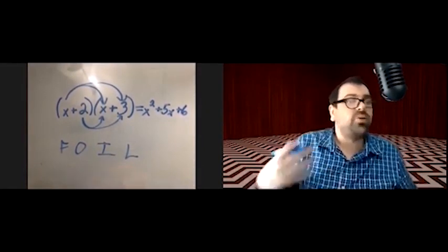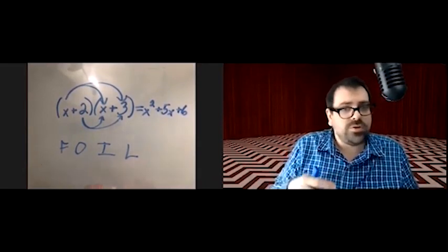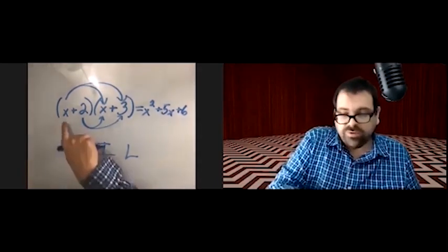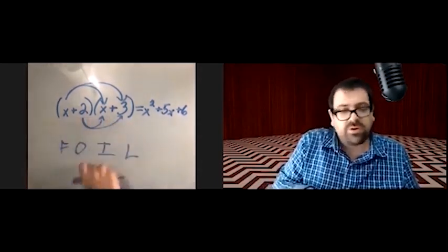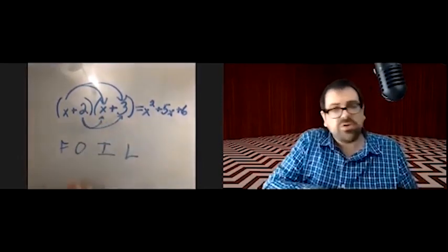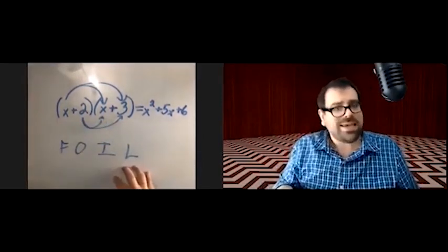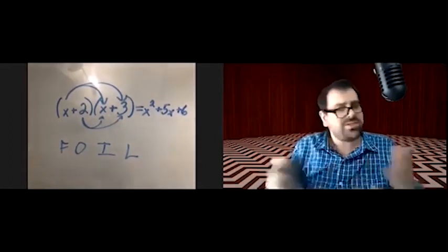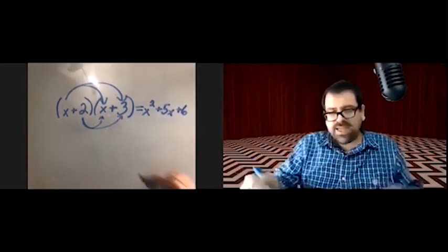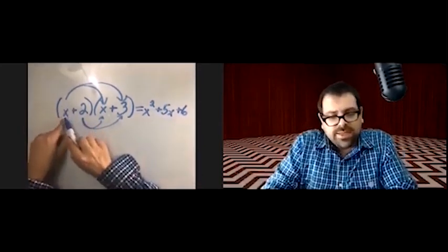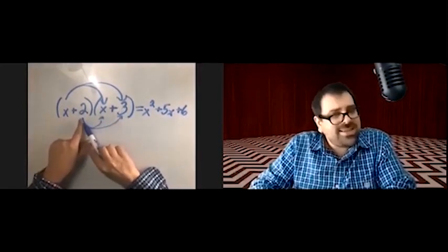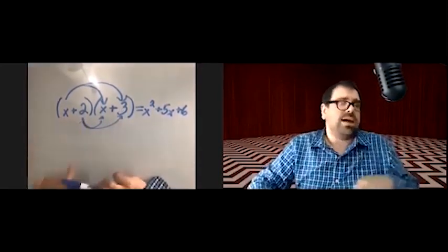So when you talk about foiling, it can only be done when there's two binomials, and you could do the first, the outer, the inner, and the last. But notice you don't have to remember what FOIL means. You can just do double distribution. That's all it's saying to do. It's saying, hey, take this first thing and multiply it by everything, and then take this second thing and multiply it by everything.